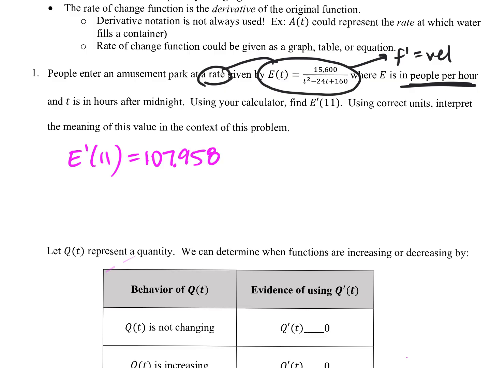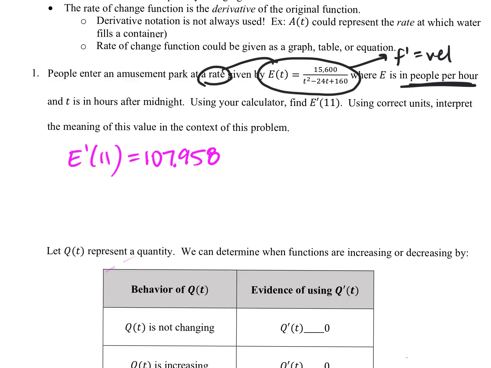All right, so if we got 107.958, here's what they want to know then. Using correct units, interpret the meaning of the value in the context of the problem. Here's where it gets a little annoying. Do you agree E was a rate? And we needed to find E prime, which is another rate. So we have to say the word rate twice in this answer.